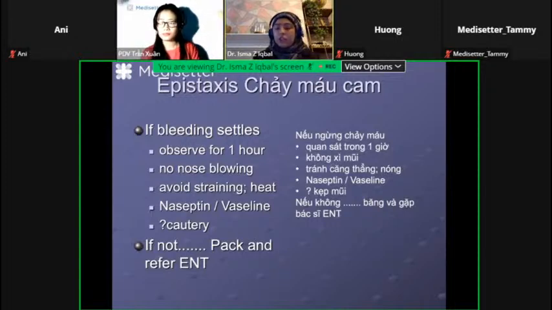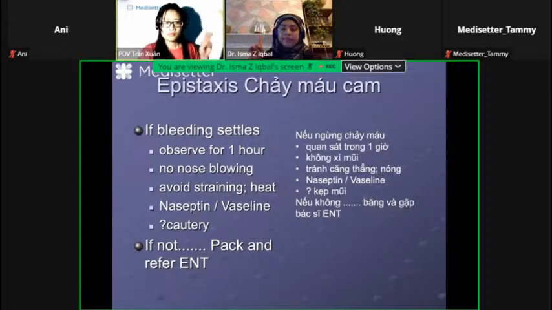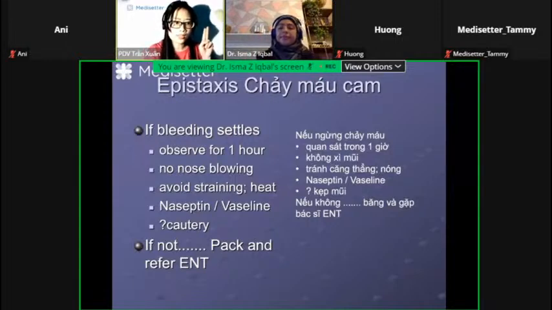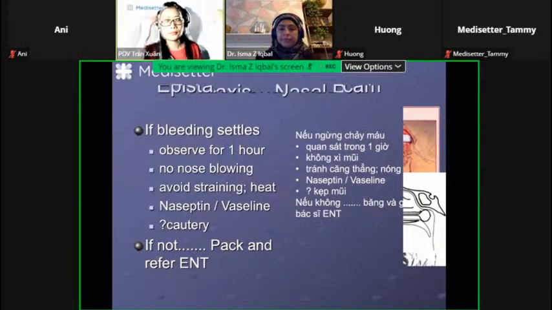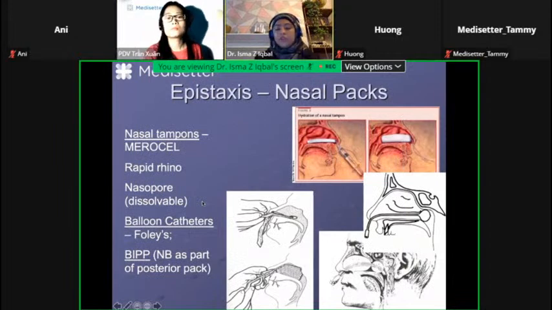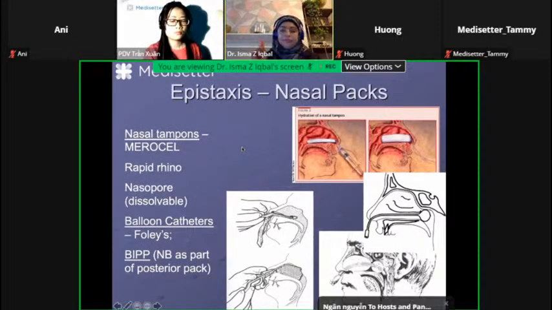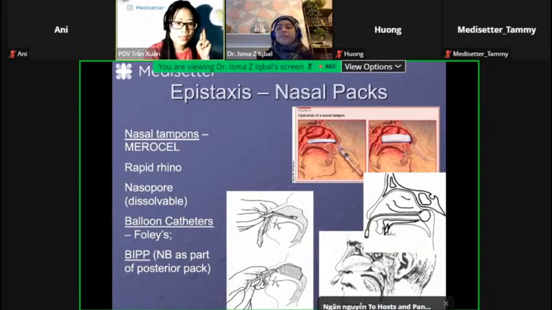And if they are continuing to bleed, then you can put a nasal pack in. There are lots of different types of nasal packs that are available.